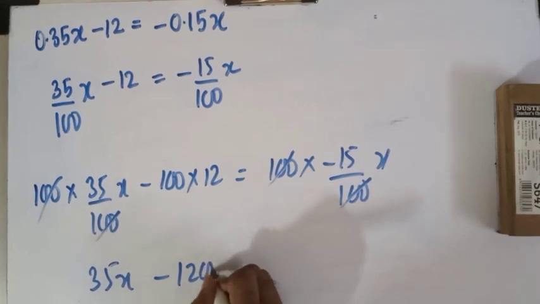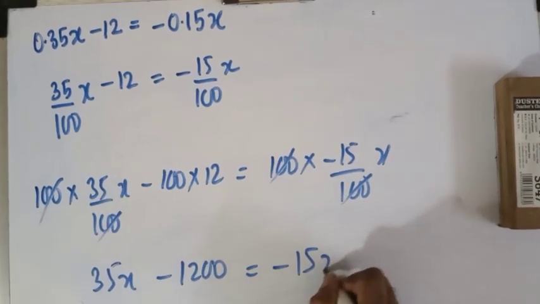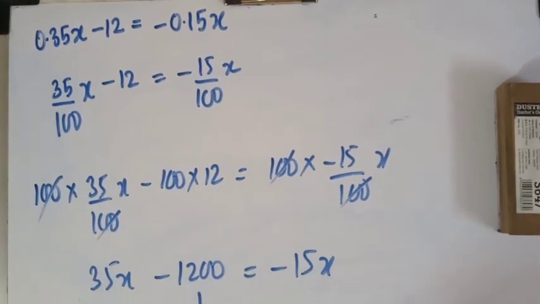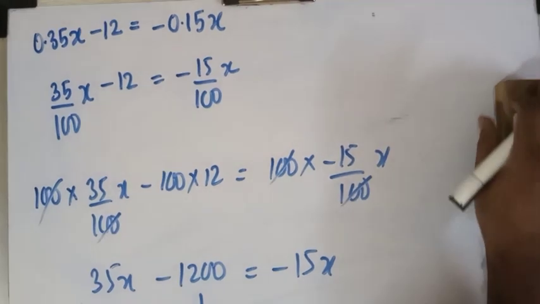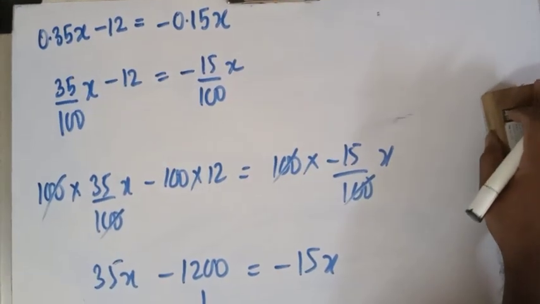35x minus 1200 equals to minus 15x. Then you solve this further, you get the same answer. Okay children, so even this is one of the methods where you can solve by removing the fractions. Okay children, so I hope you understood. We'll be doing one more sum. Okay, let us look at one more example, so that you understand it in a better way.